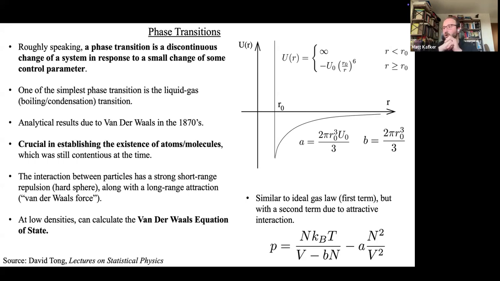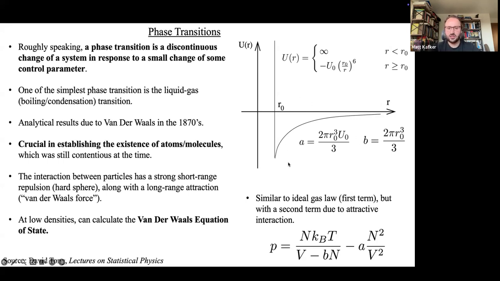Everybody knew, of course, about water and about water vapor. If you boil water, it disappears. But some people thought that was some sort of chemical reaction, and that something not simply physical was happening. And van der Waals' model was crucial in establishing the existence of phase transitions.